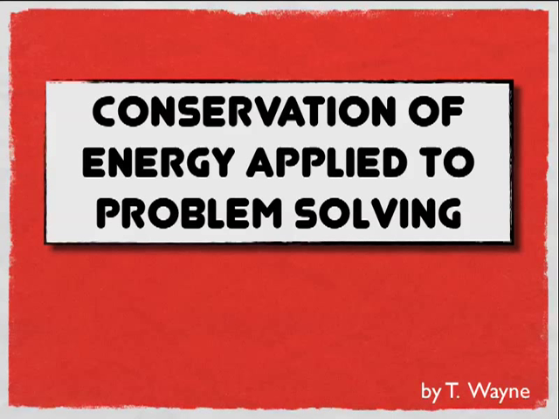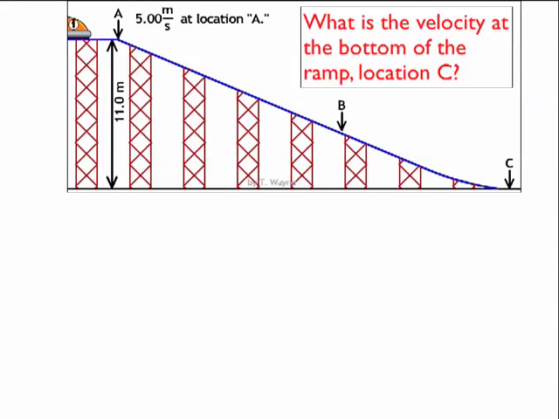This video is going to show you how to apply the law of conservation of energy to a word problem. So here's a little animation of the word problem. I'm at an amusement park and I've got this ride that goes over the hill at location A and slides down to location C. There's no friction or any other outside forces between location A and location C. The question is, what is the velocity at the bottom of the ramp at location C?